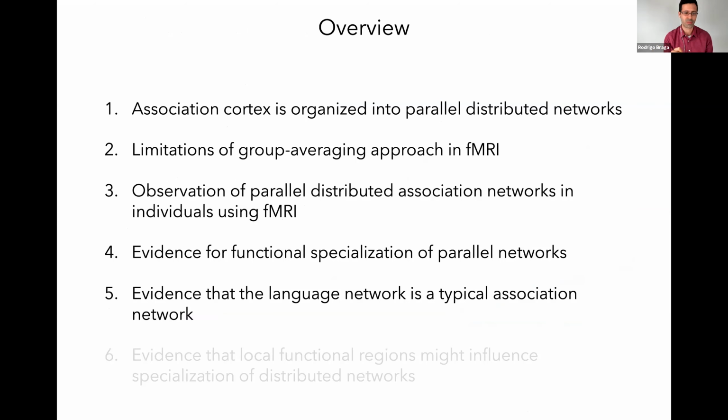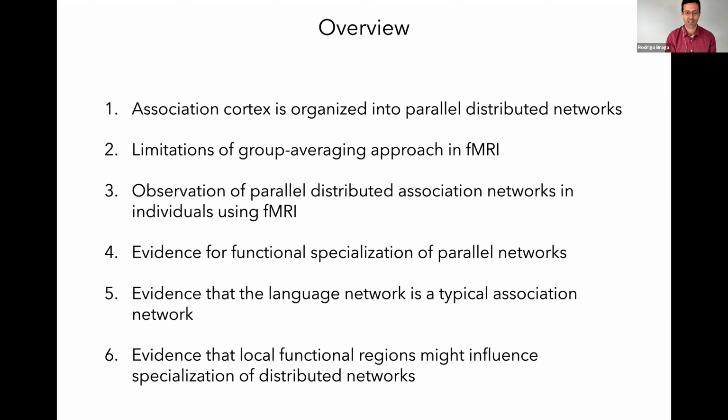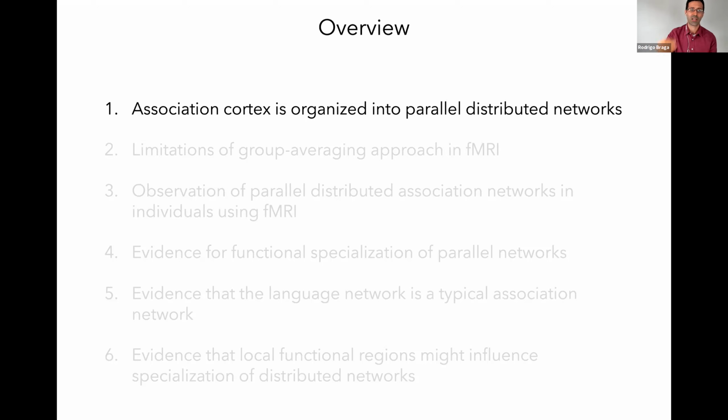I'm then going to go on to show you evidence that the language network is a typical association network when you consider its topography in relation to other association networks. And finally, I'm going to present evidence that local functional regions might influence the specialization of these distributed association networks. So that's a lot of words, and hopefully as I go through the talk, one by one, these things will be clearer. So let's start by looking at the organization of association cortex.